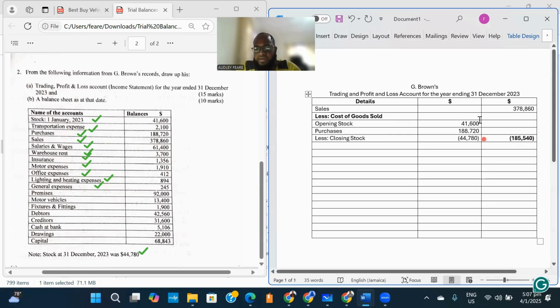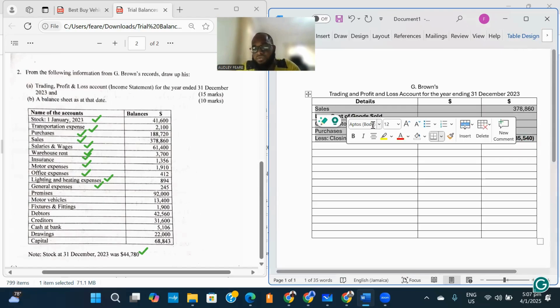All right. We could have placed another figure between opening stock and purchases when we add them up and call that cost of goods available for sale. All right. So let's subtract this now. So this figure here is the amount for our cost of goods sold.